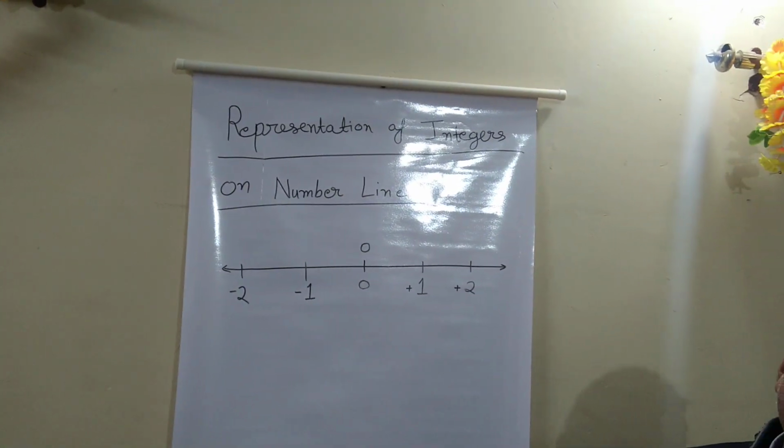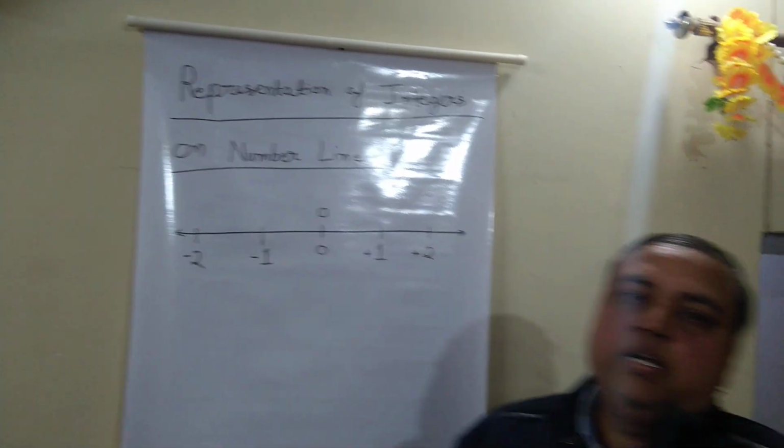Today's topic is representation of integer on number line. Here we will understand how to represent integers on number line. First of all, we have to understand what is number line. Number line is an imaginary line on which we can show the numbers or integers.